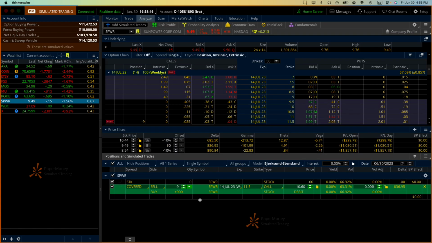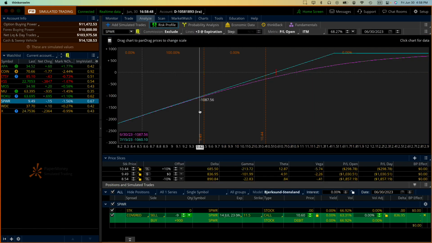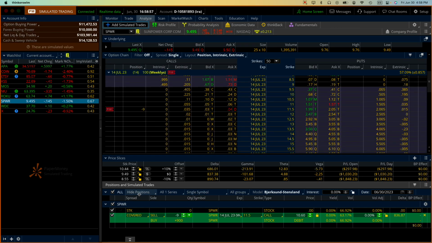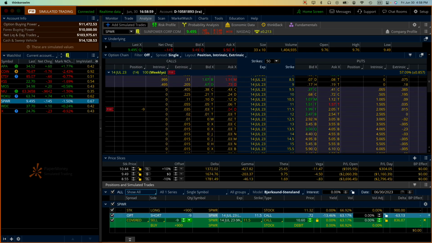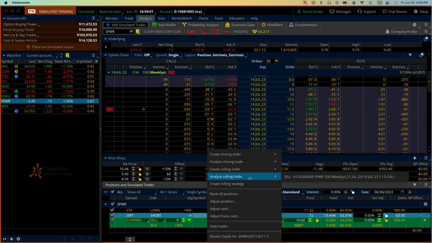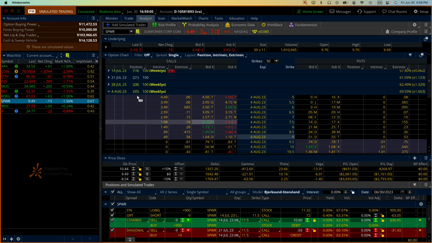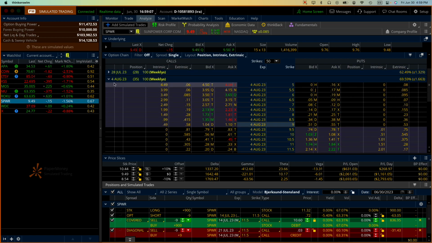Okay, so what do we do here? This is what it looks like. We would use the strike price of 9.5 and the expiration. So let me just show it. Analyze rolling. And we're going to look for the option with the most extrinsic value that expires on August 14th. And that's 9.5, and that will be 81 cents.